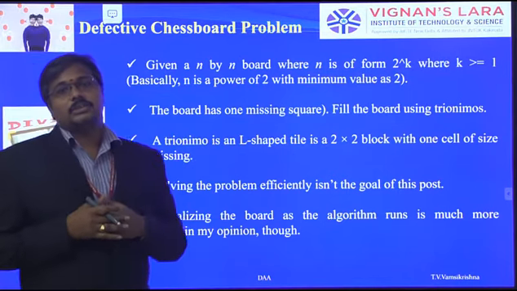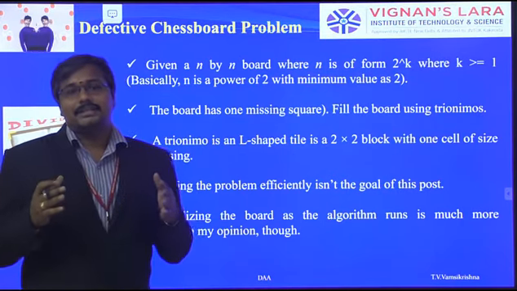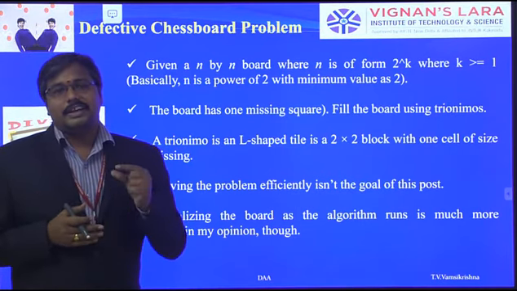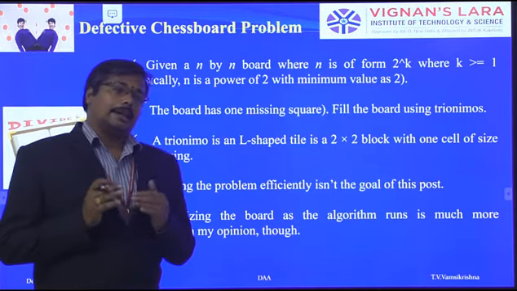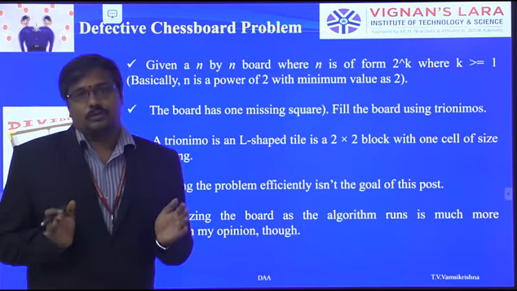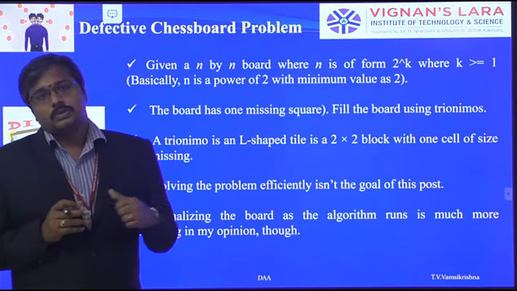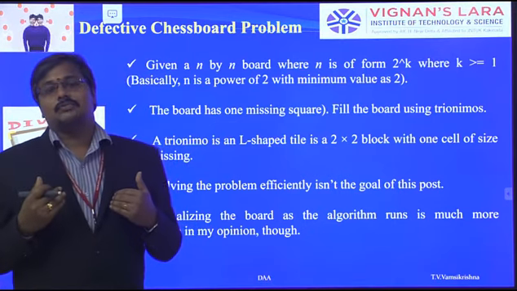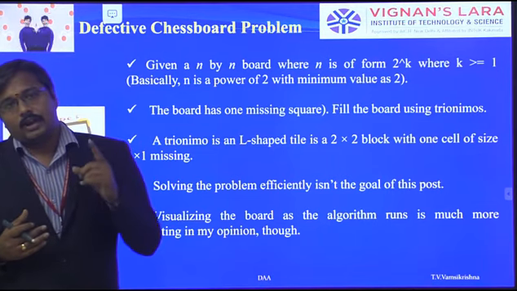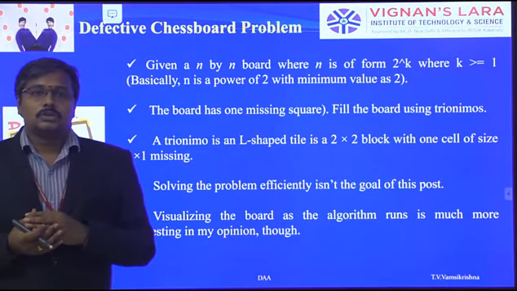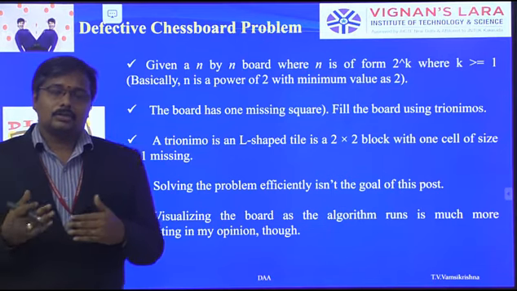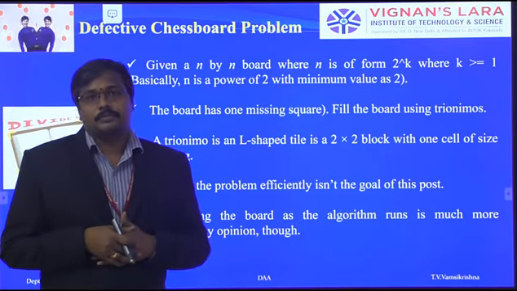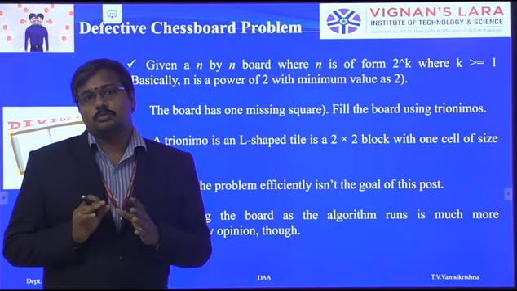But the defective chessboard problem is this: suppose it is an 8x8 chessboard, which has 64 boxes. According to this problem, the 64 boxes are imagined as 64 tiles, and one tile is a defective tile. How do we place the rest of the tiles by using triaminos? That is the defective chessboard problem.